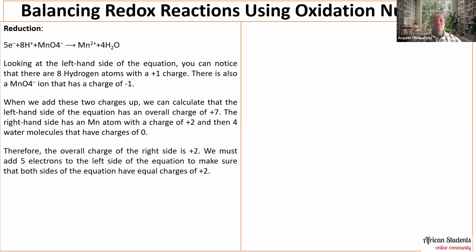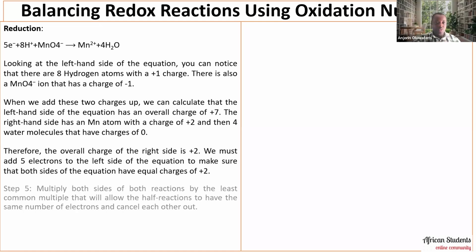Okay. So therefore, the overall charge of the right-hand side is +2. We must add 5 electrons to the left-hand side of the equation to make sure that both sides of the equation have equal charges of +2, which we have done. Then we look at step 5. Step 5 says to multiply both sides of both reactions by the least common multiple that will allow the half reactions to have the same number of electrons and cancel each other out.